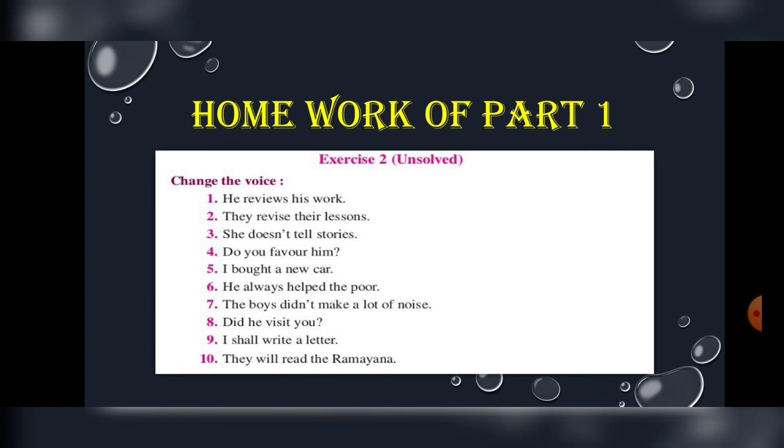Homework time. And this is the end of part 1 of Change the Voice. Your homework is exercise number 2. It is available in your grammar notebooks. You are to change the voice of all these 10 sentences on the basis of things and the rules that we have discussed in this session.